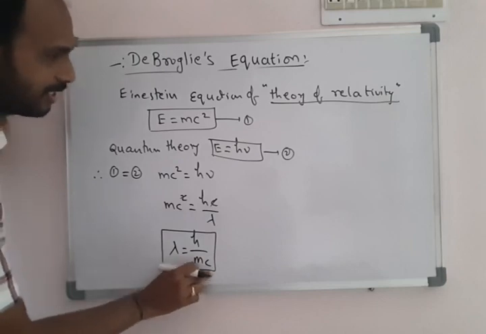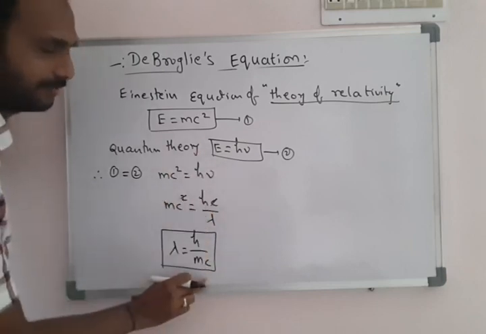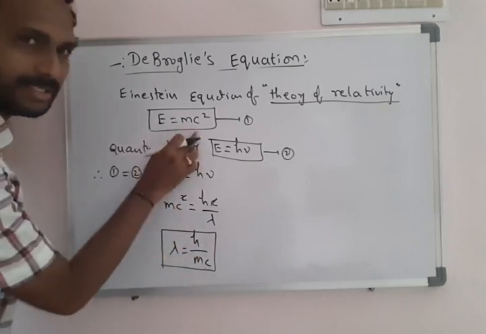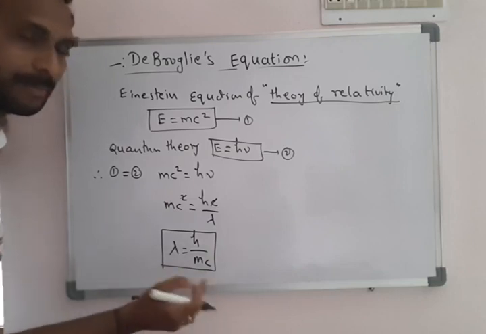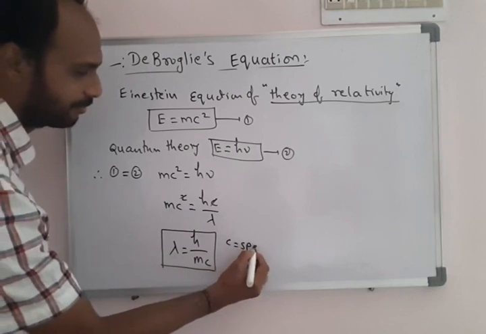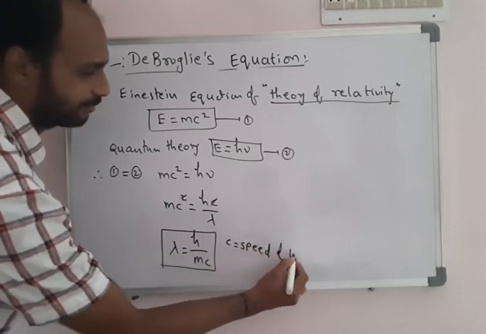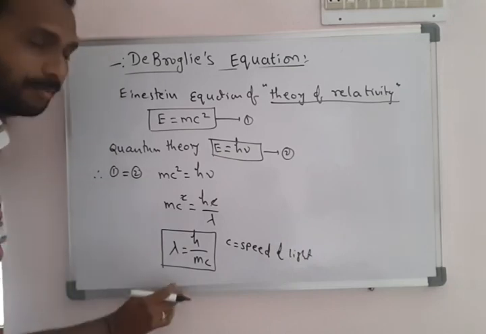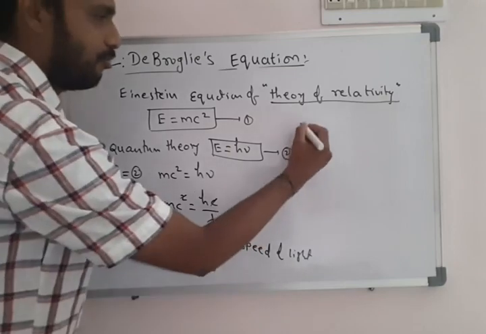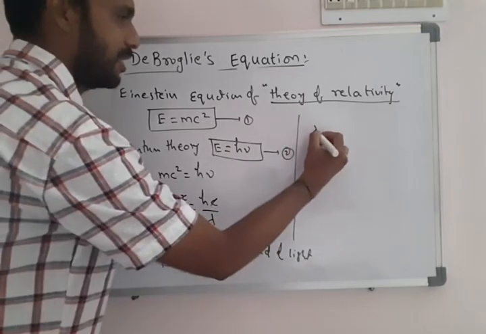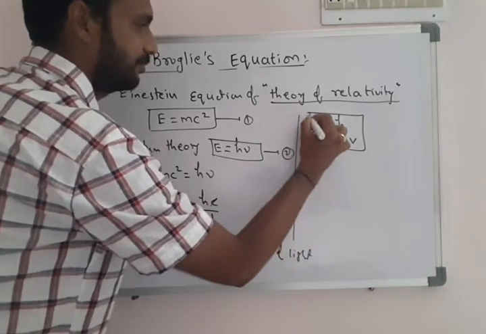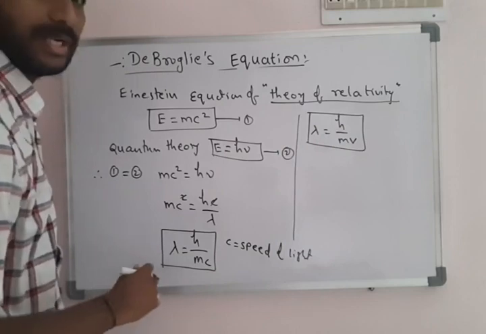Here c indicates, generally in all these equations, the speed of light. So de Broglie theory is not only applicable for light particles, it is applicable to all types of particles. Here c indicates only the speed of light. But to make it applicable for all types of particles, we made some change, that is lambda is equal to h by mv. So this is called de Broglie's equation.